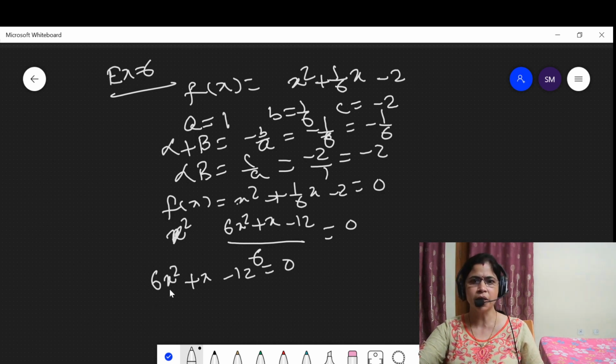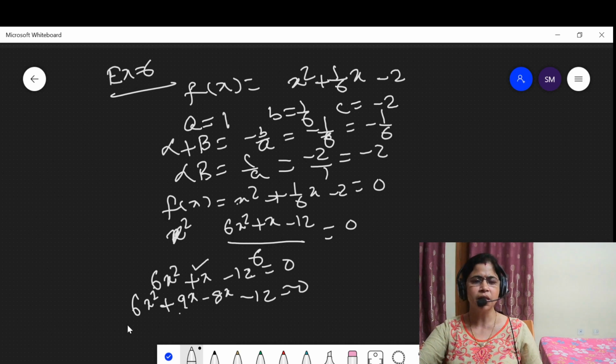Then here split the middle term. 6x square, 6 into 12 is 72. Then I can split x in this way, 9x minus 8x. When we add these two we get x. When we multiply we get minus 72x square. When we multiply minus 12 into 6x square we get minus 72.